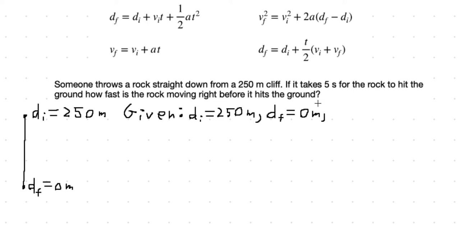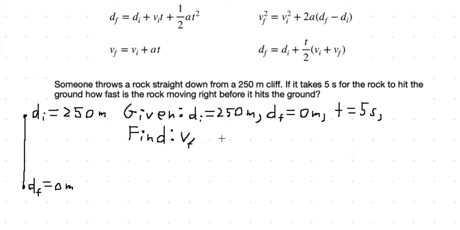And then for the rest of the problem, it says it takes 5 seconds for the rock to hit the ground. So the time t is going to be 5 seconds. So then it says, how fast is the rock moving right before it hits the ground? So we're trying to find the final velocity. So the final velocity is going to be right before it hits the ground. So in this case, we don't know the initial velocity that the rock's being thrown at. So we're trying to find VF, the final velocity.